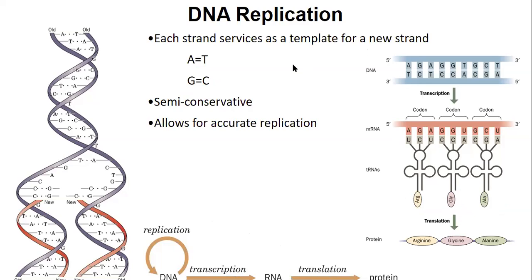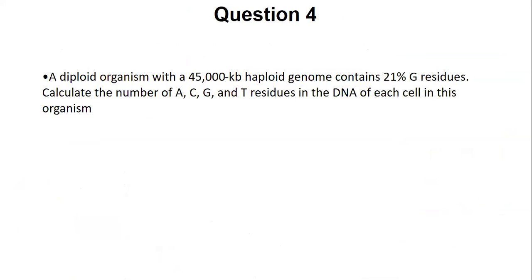So just so we understand the whole A to T, G to C business, I'm sure we probably do. I just want to make sure and give us a little practice. Let's say we have a diploid, and this diploid organism has a 45,000 haploid genome. This contains 21% G residues. I want you to tell me, based on that information, how much A, C, G, and T are in each cell. So we're just going to begin with that quick calculation here.